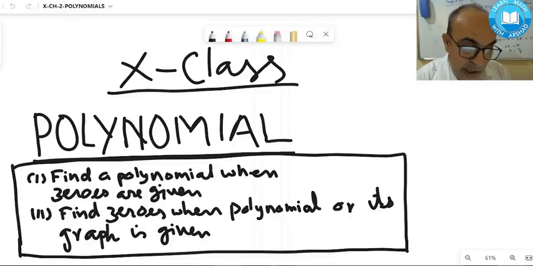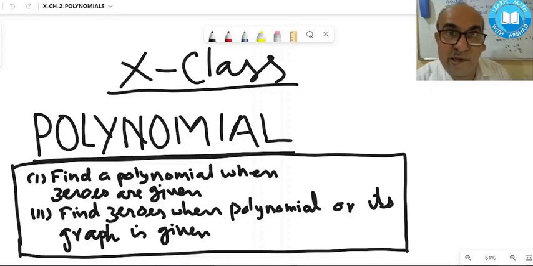That is the second thing I wrote here. But you have to find a polynomial when the zeros are given. And the second thing, you have to find the zeros when the polynomial is given or the graph of the polynomial is given. If the graph of a polynomial is given and it is written y equal to p(x), then see the point of intersection of the graph with the x-axis. And if x equal to p(y), then see the point of intersection of the graph on the y-axis. So these things we have to do here in MCQs.